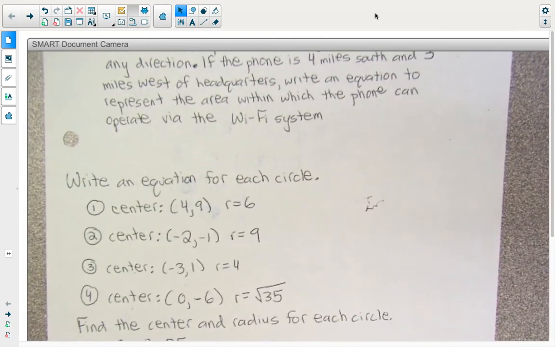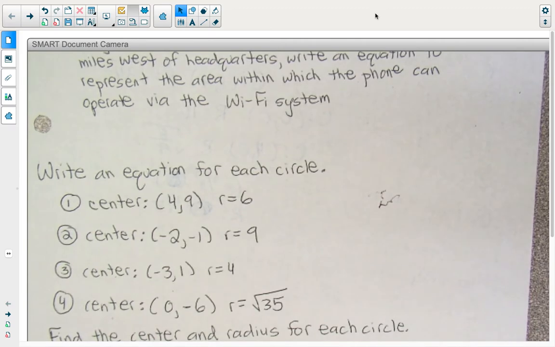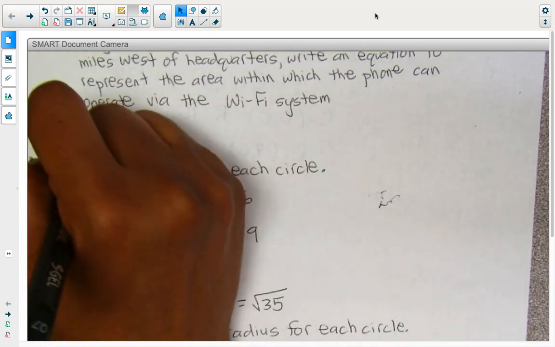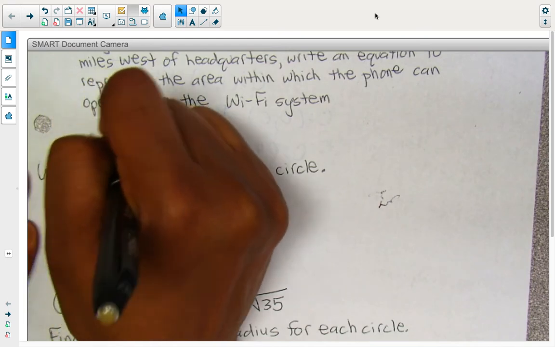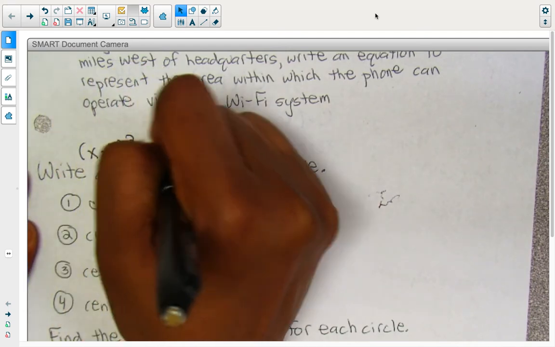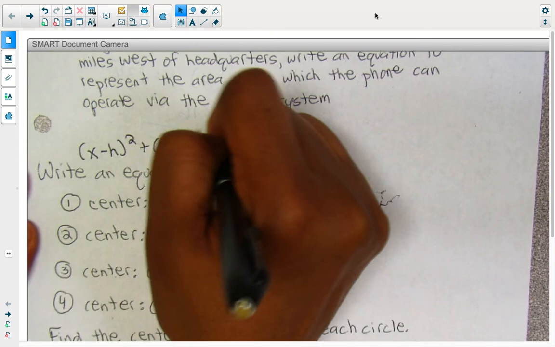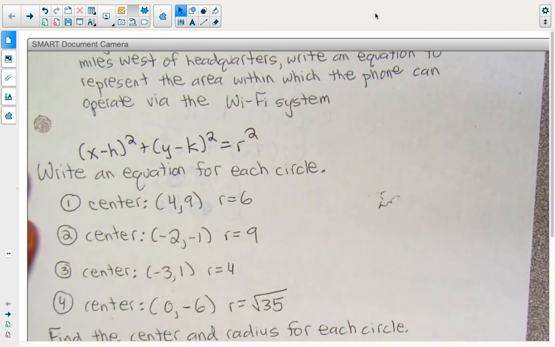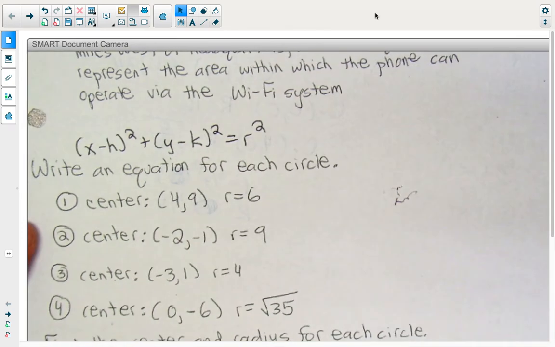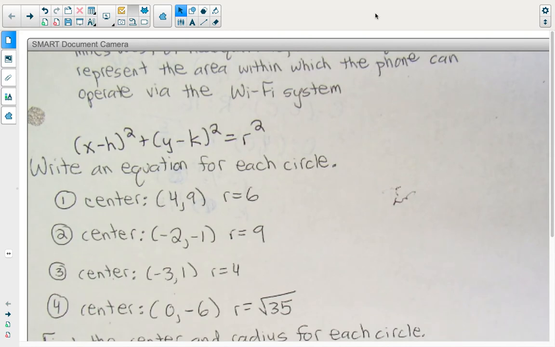So we're going to go through and we're going to put some examples in. It's not a bad idea to go ahead and rewrite your formula. We're going to set up the equation of a circle based off of the facts that we're given. So here we go. The first one says, write an equation for each circle. They give us the center and they give us the radius. If you have the center and the radius, then you have everything that you need.